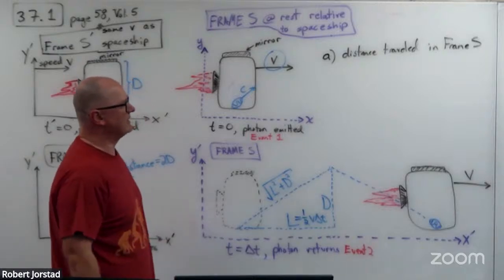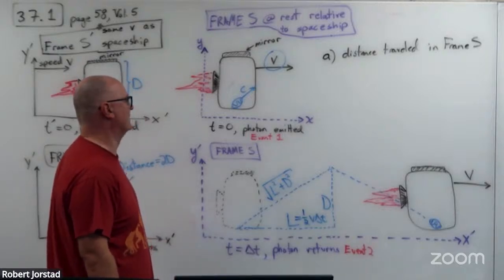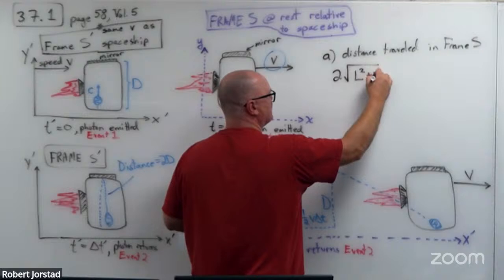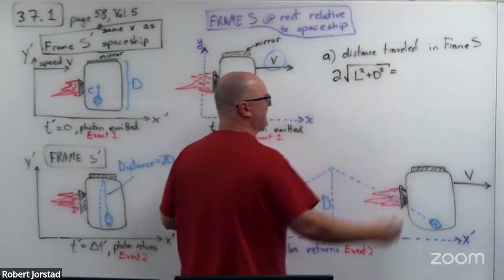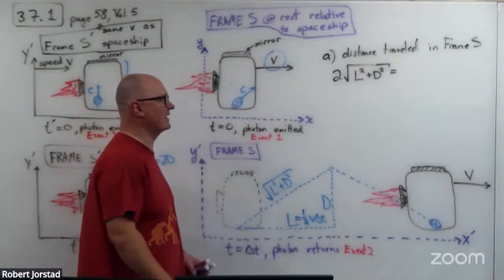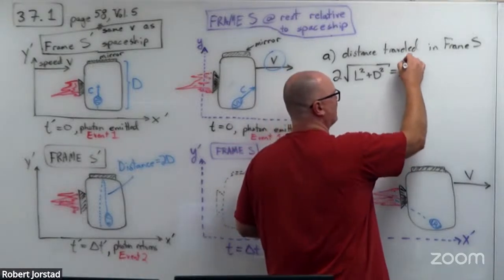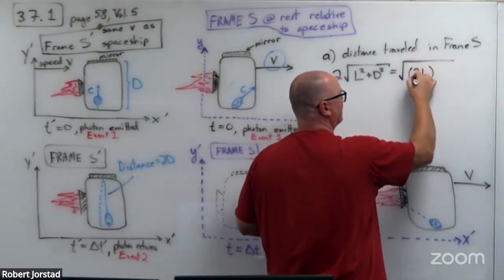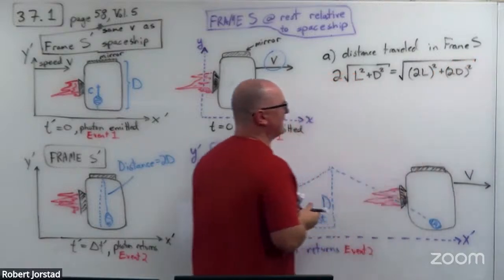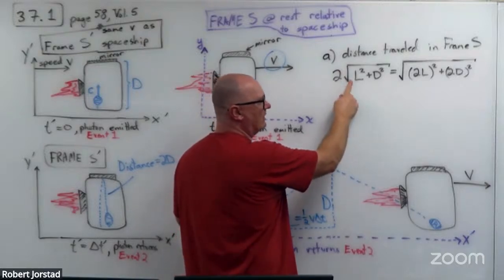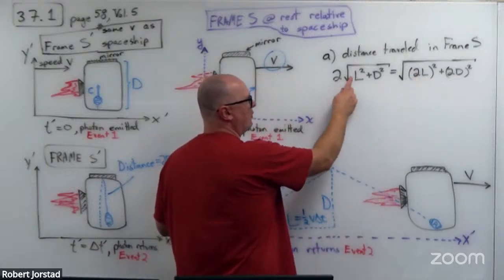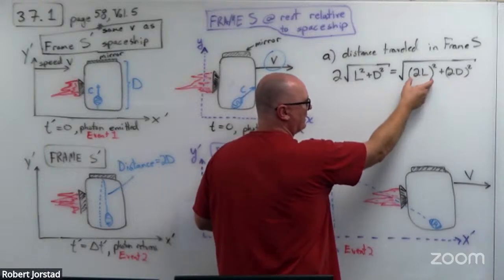The distance traveled in the unprimed frame, S, is going to be 2 times the square root of L squared plus D squared. Even though this seems a little bit odd, I'm going to bring that 2 inside because I can see it's going to cancel this fraction. So this is actually the square root of 2L quantity squared plus 2D quantity squared. Take a second to believe that, right? When this comes in, it's a 4, and then I can bring it inside the squared by square rooting it again. So this would be 4L squared, which is the same as 2L quantity squared, etc.